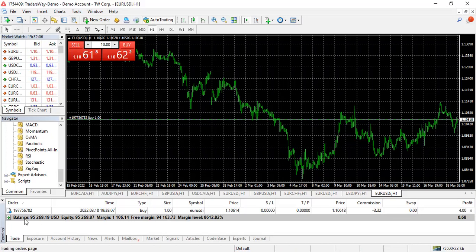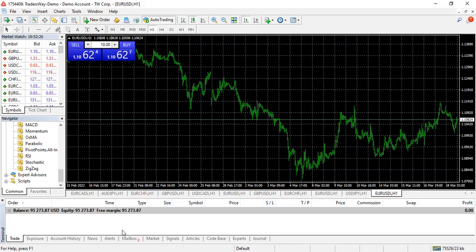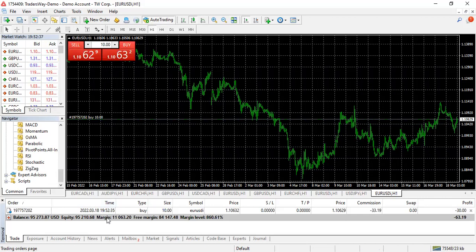So this is balance. This is my account balance. When I credit my account with 1,000 USD, it's going to appear here. If it is 100,000 USD, it is going to appear here under account balance. When I have no open trade, the account balance, equity, and free margin are all going to be the same. But immediately I open a trade, then I start having a margin.